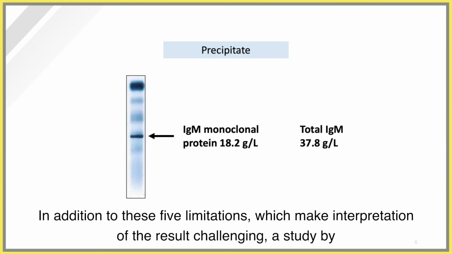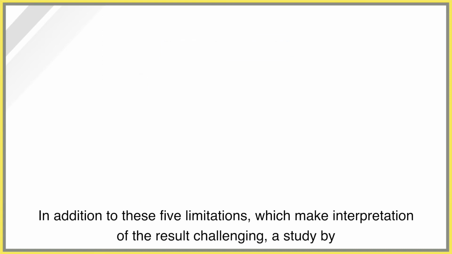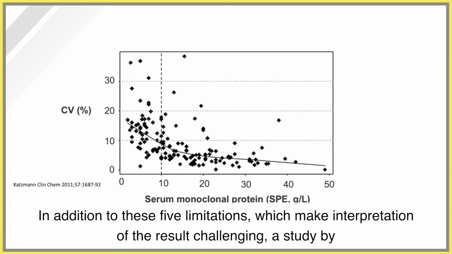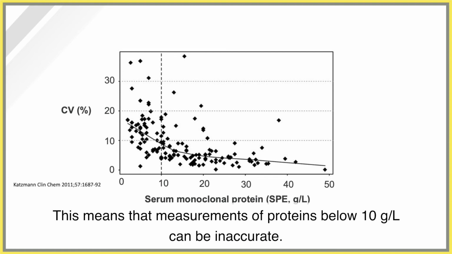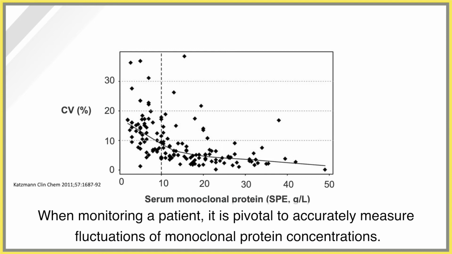In addition to these 5 limitations which make interpretation of the result challenging, a study by Katzman and colleagues found that the measurement of monoclonal protein by SPE has a large variability below 10 grams per litre. This means that the measurement of proteins below 10 grams per litre can be inaccurate. When monitoring a patient, it is pivotal to accurately measure fluctuations of monoclonal protein concentrations.